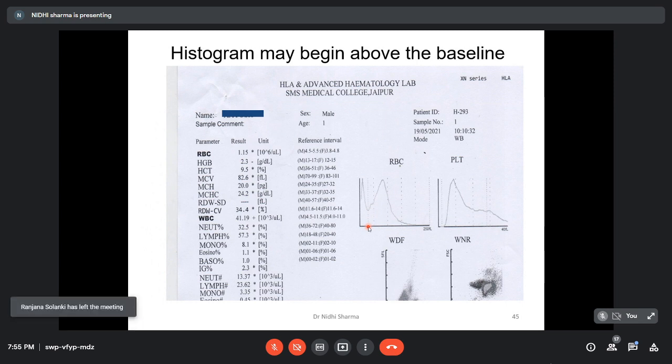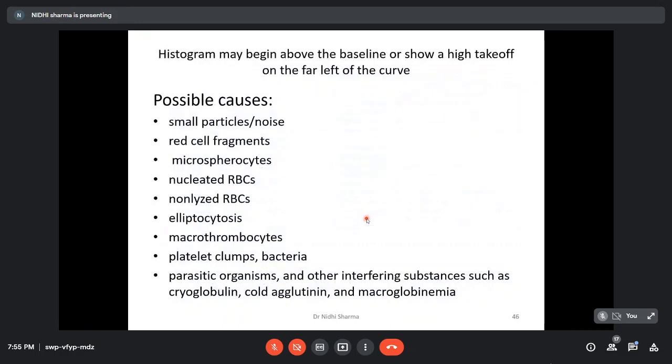What is happening here is that there are some small cells which are going towards this size, or maybe there are some larger cells which are coming. If you remember, our platelet histogram would be somewhere here. Some cells from the platelet histogram which are larger are merging into this side, and some RBCs are becoming so small that they are going to this side. Such a condition has a few differential diagnoses that we need to consider.